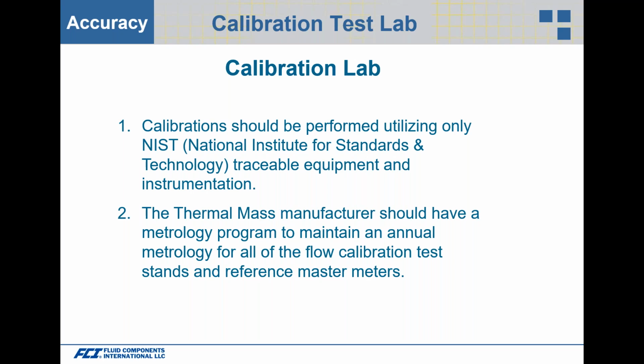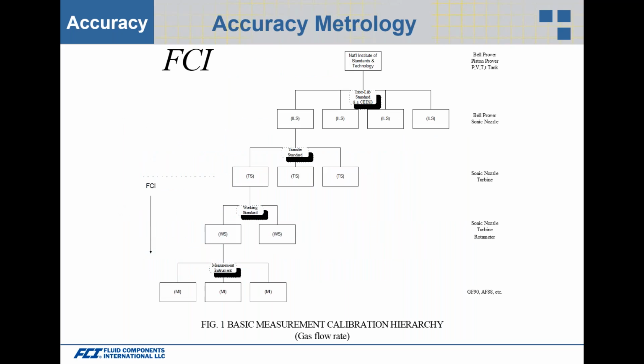And when you get the calibration data sheet, the calibration certificate, it should have all of the information regarding when was the last time that master meter, that primary meter, was calibrated. And it should be within an annual type recalibration or verification.